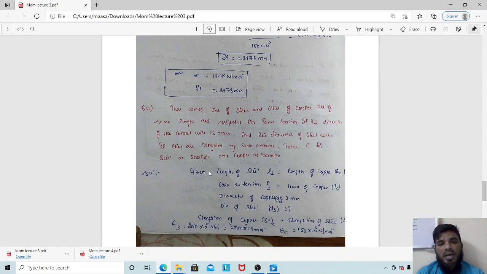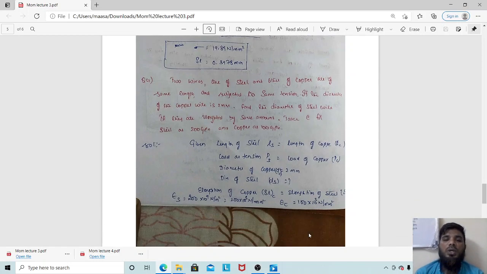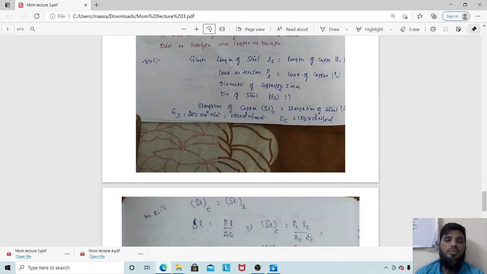Now they have given the Young's modulus or modulus of elasticity, ES is equal to 200 into 10 to the power of 9 Newton per meter square, which I can convert and write as 200 into 10 to the power of 3 Newton per mm square. I have already shown this. 1 meter square is equal to 10 to the power of 6 mm square. 10 to the power of 9 by 10 to the power of 6 becomes 10 to the power of 3. Similarly here, EC is equal to 100 into 10 to the power of 3 Newton per mm square.